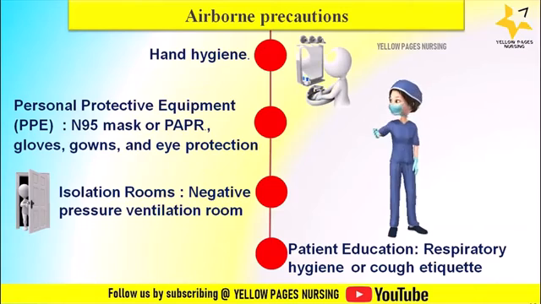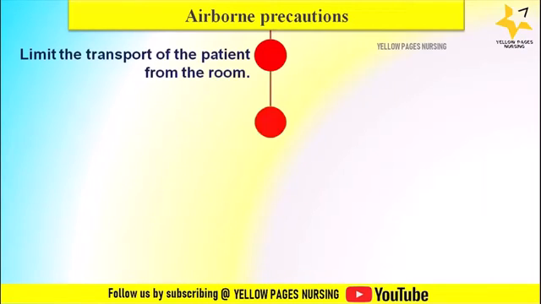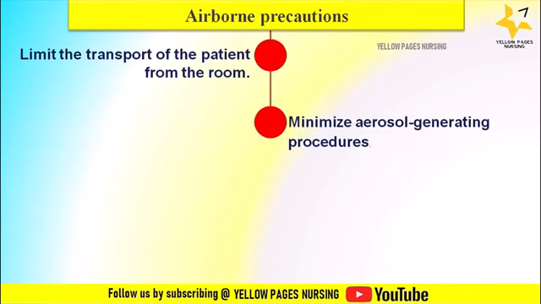The next main thing is to limit the transportation of patients from the room only for essential purposes. If transport is necessary, minimize patient dispersal of droplet nuclei by placing a surgical or procedural mask on the patient. Next is minimizing aerosol generating procedures whenever possible. If such procedures are necessary, follow appropriate infection control protocols to reduce the risk of transmission.